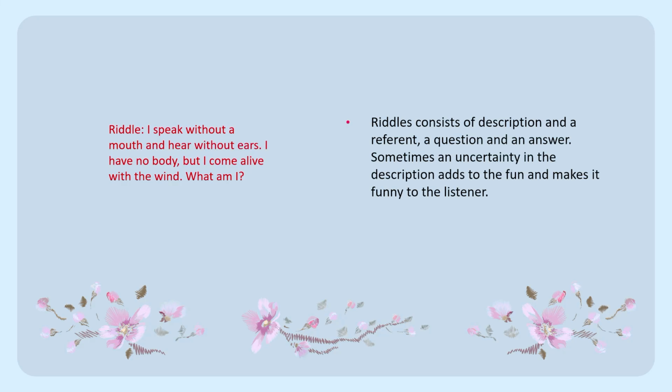The second example. The more of this there is, the less you see. That is darkness. So we cannot see darkness. We can see actually darkness rather than feel it. Another one. I have cities, but no houses. I have forests, but no trees. I have rivers, but no water. What am I? So that's a map. Because a map doesn't have any physical river, forest, or trees, but it's all there.